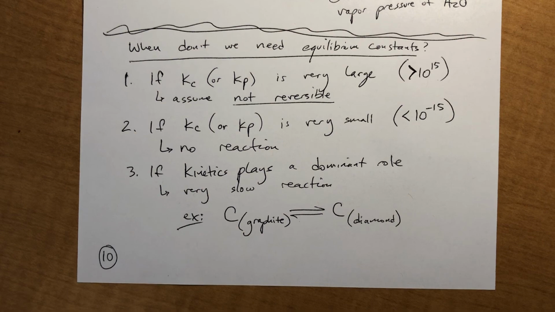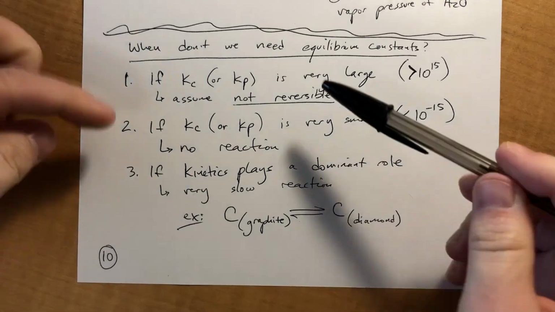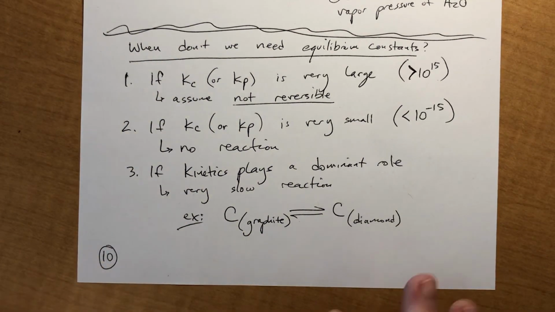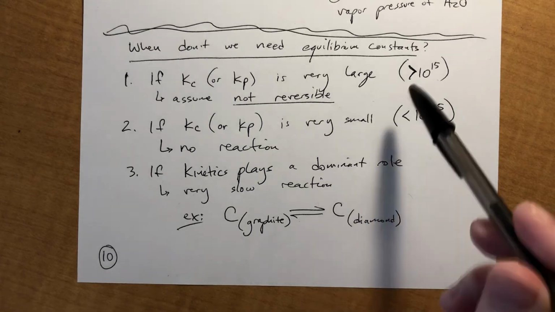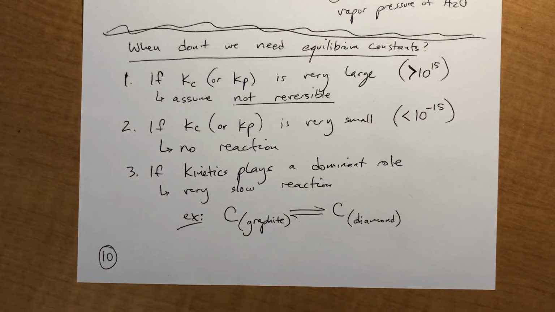Okay, so for this chapter and the next couple chapters, equilibrium constants are going to come up all the time. But there are times when we can reasonably ignore them.